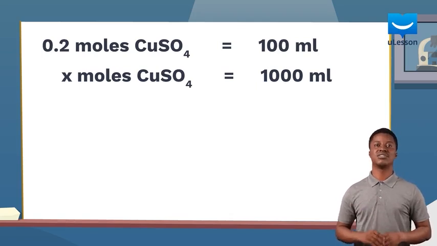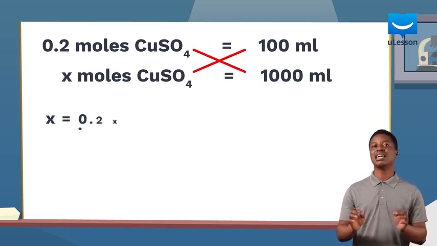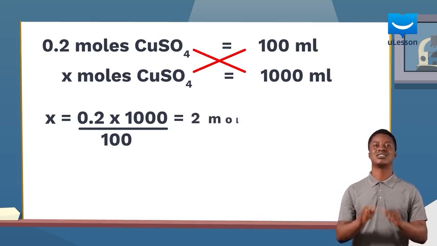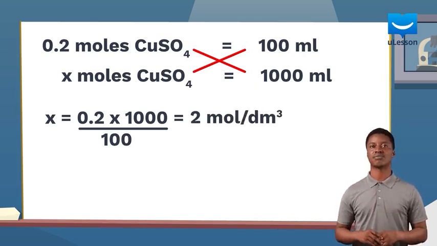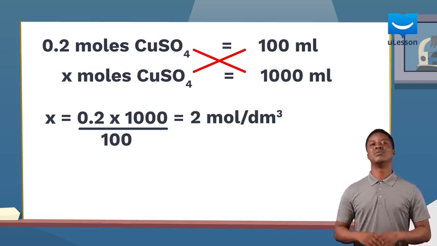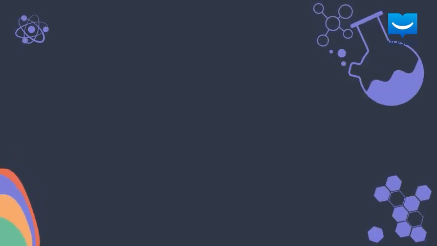On rationalization of this proportionality, he realizes that the solubility of copper 2 tetraoxosulfate 6 in water is 2 moles per dm cube. If we follow these steps, we too can determine the solubility of any salt in mole per dm cube. For now though, we can summarize this lesson as follows.